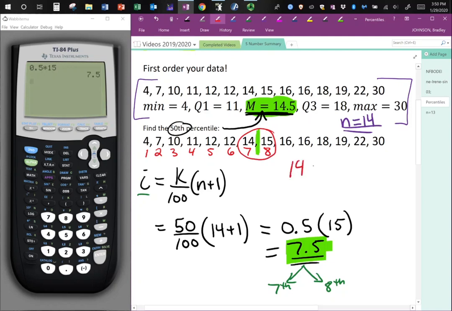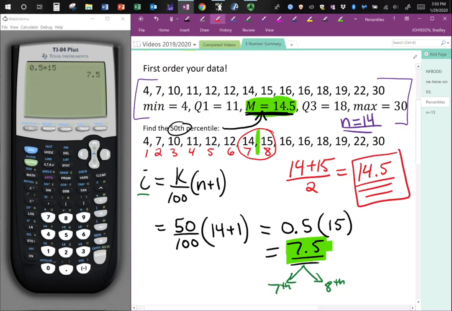So at the 7th spot is 14. You add it to 15, divide it in half. And we have found previously that this is actually 14.5. This is our final answer. This is really the 50th percentile, or otherwise known as the median, and it's also known as quartile 2. So we have found our first percentile with that formula. It gave us the location and we sought it out and found it.